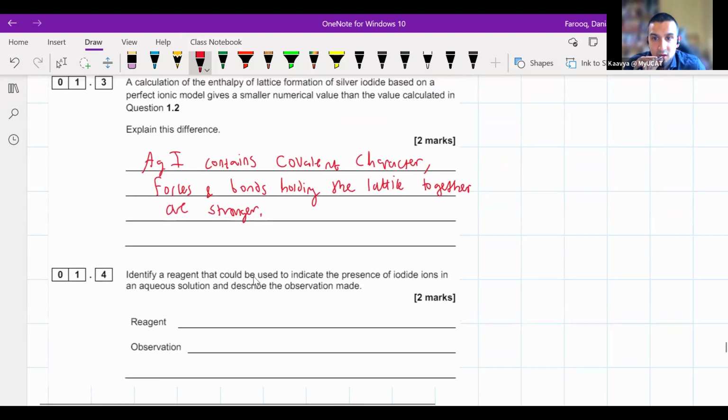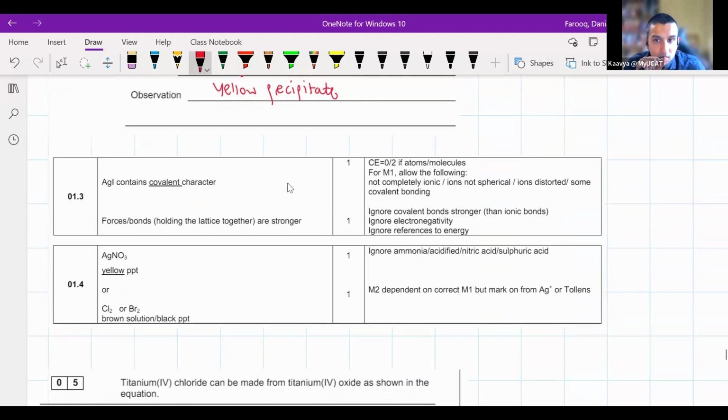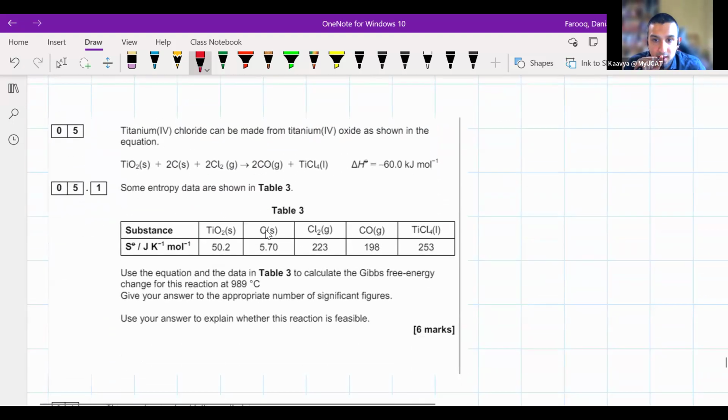Identify a reagent that can be used to indicate the presence of iodide ions in an aqueous solution and describe the observation made. It's from a different topic, but just so you know, you should test with silver nitrate and you'll get a yellow precipitate. So that's that. And then now we'll look at this question.